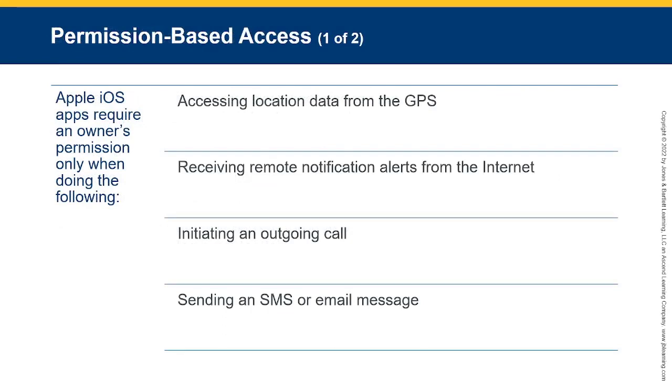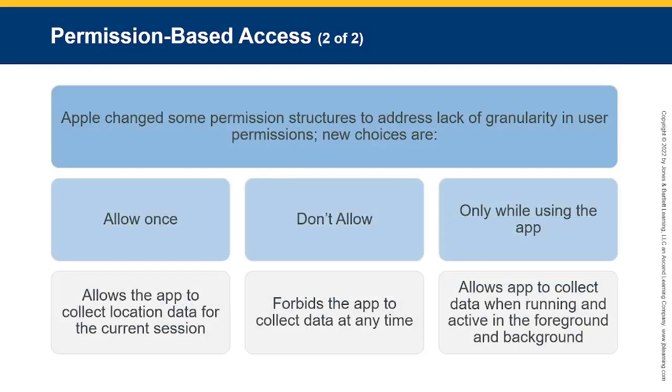Apple iOS apps require an explicit permission only when doing the following: accessing location data from the GPS, receiving remote notification alerts from the internet, initiating an outgoing call, sending an SMS or email message. Apple changed some permission structures to address the lack of granularity in user permission. The new choices are allow once, don't allow, or only while using the app.